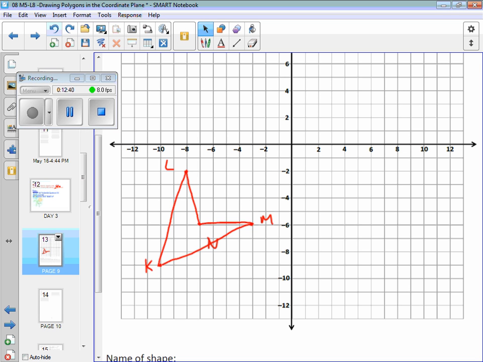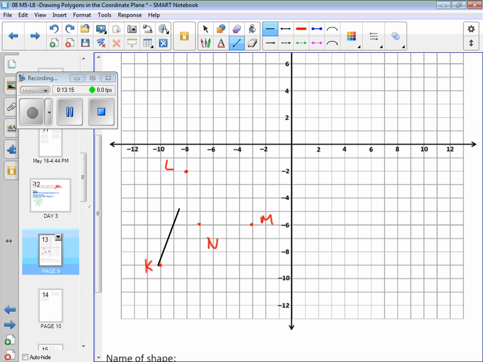So here's what we need to do. In order to get it right, we connect, ready? This is how you always can be assured that you're right. You connect in alphabetical order. So, that being said, use your straight edge, because it's imperative that you do it straight. Use your ruler. K to L. L to M, M to N.